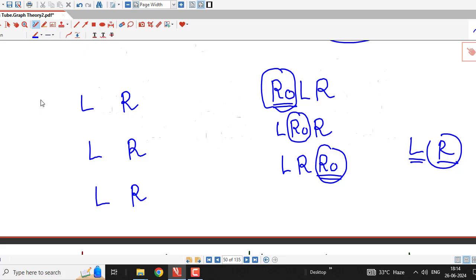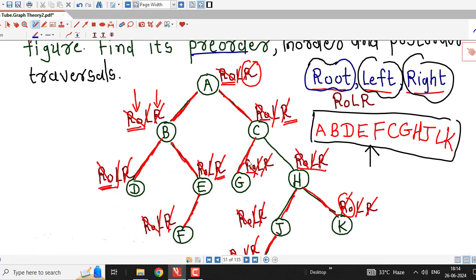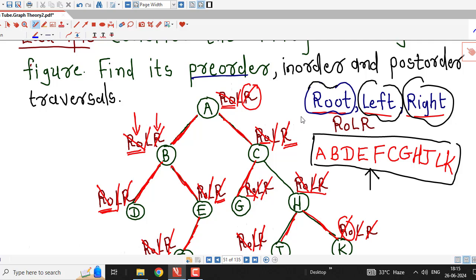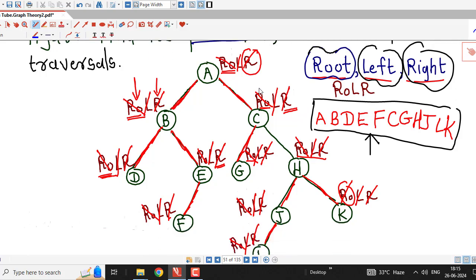For pre-order, we are considering the root first. For in-order, the root is in between these two, and for post-order, the root is after the left and right subtree. So now we can find out the in-order tree traversal for this same binary tree for which we have obtained the pre-order traversal. So let me remove all these things.